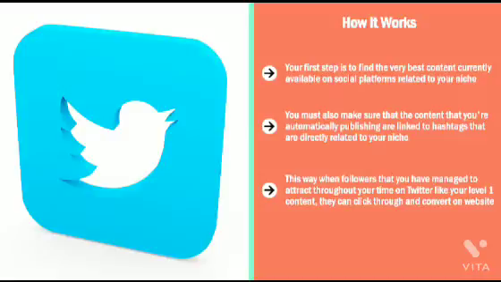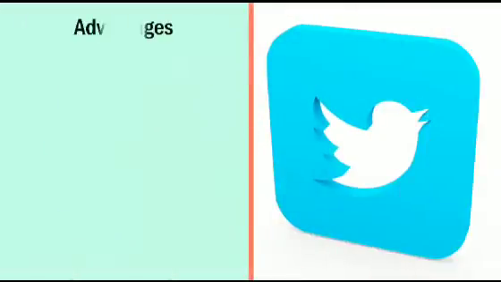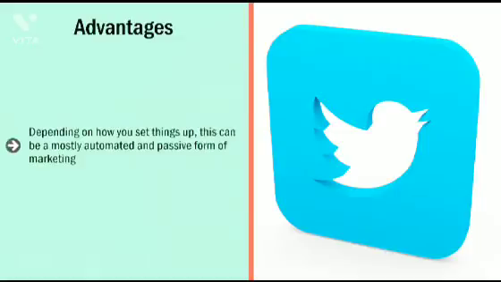Also, people who are exposed to your content, thanks to your hashtag targeting, can like your third-party content so much that they follow you. Of course, you're not just going to let the system run on autopilot. You're also going to manually follow accounts that follow your competitors. Advantages: depending on how you set things up, this can be a mostly automated and passive form of marketing.